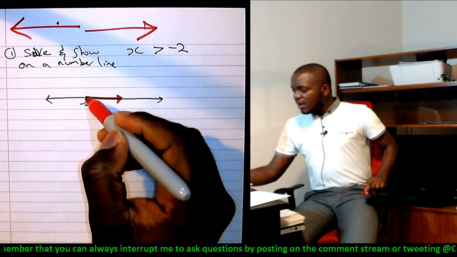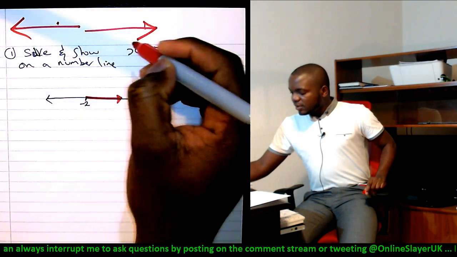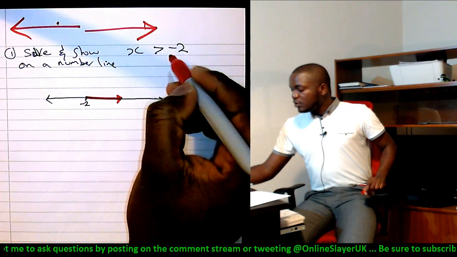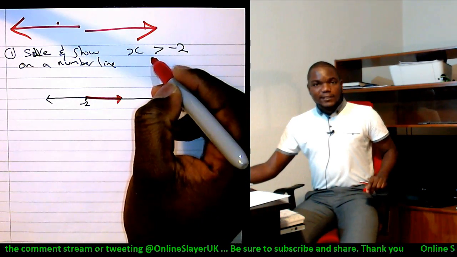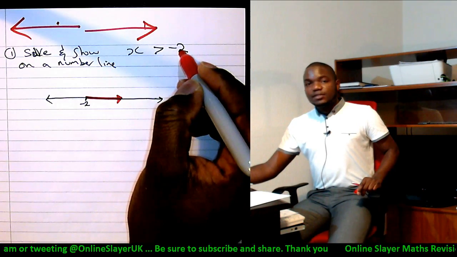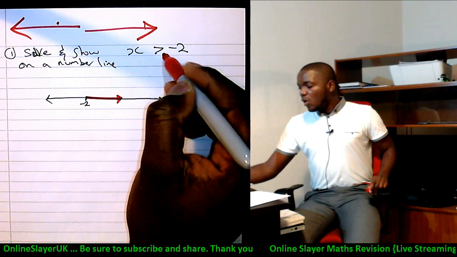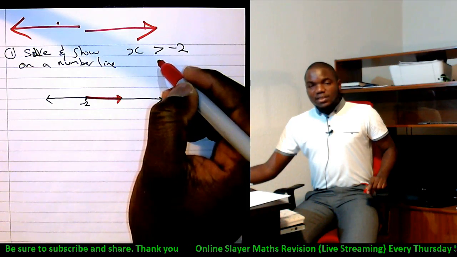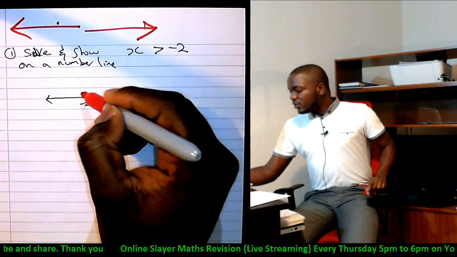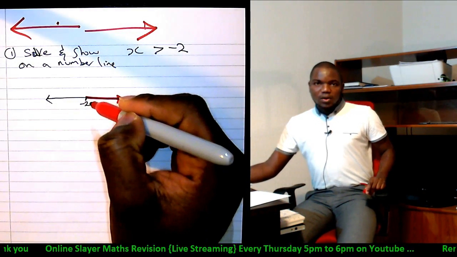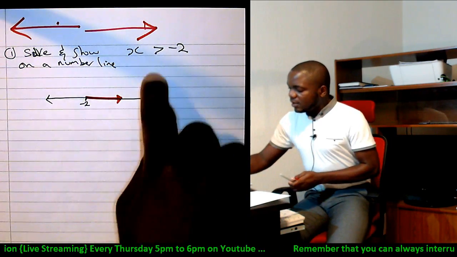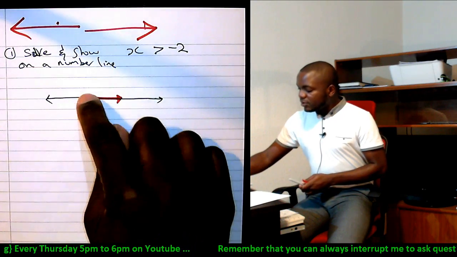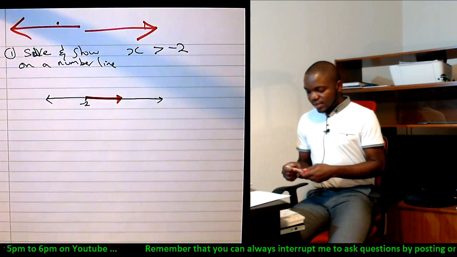Now, you're not going to have any big circle in the middle because 2 is not included in the possible values for x. X is strictly greater than minus 2. It's not or equal to. Because it can never be equal to minus 2, you're not going to really have a big dot on minus 2. Okay? But if you had greater than or equal to minus 2, I'm going to draw a big dot here, just like we did in the very first video.